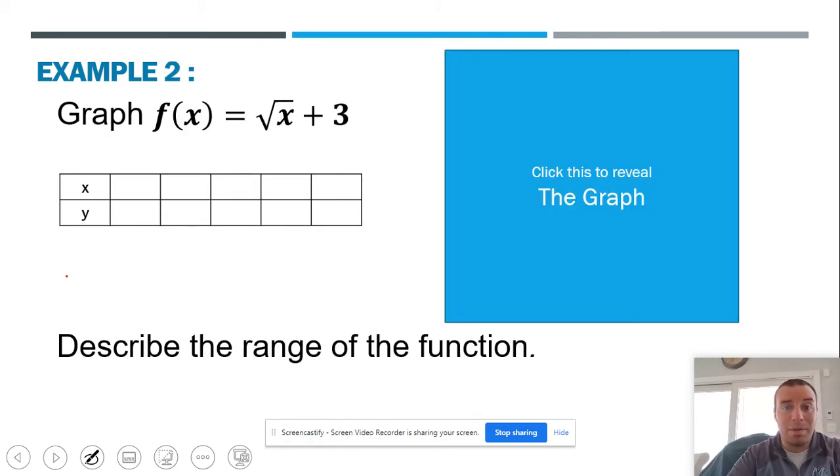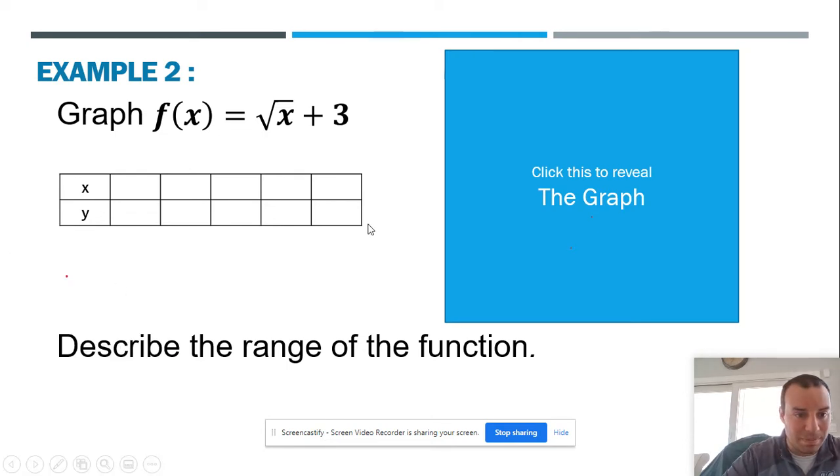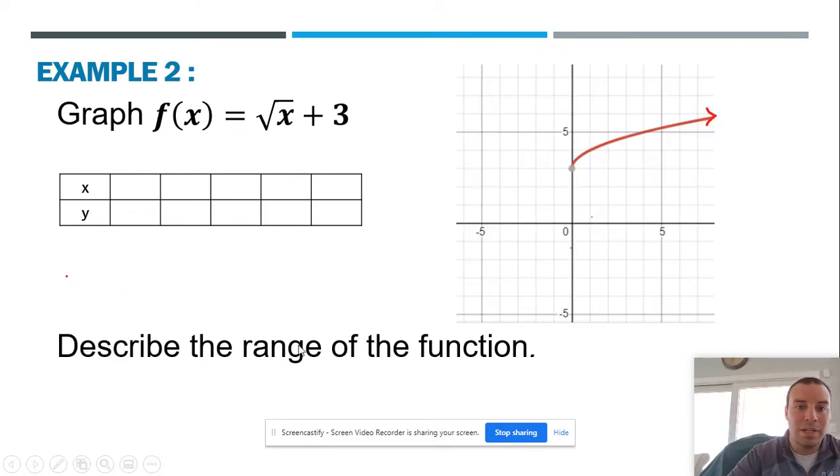Let's graph the square root of x plus 3, and let's describe the range. So if I'm trying to graph this function, and I want to see what that graph is going to look like, let me see if I can get my pen to work here. There we go. So that's the graph of the function. And again, guys, you could be using Desmos to do this. I'll show you at the end of the video how to plug this stuff into Desmos. But that's the graph of our function.